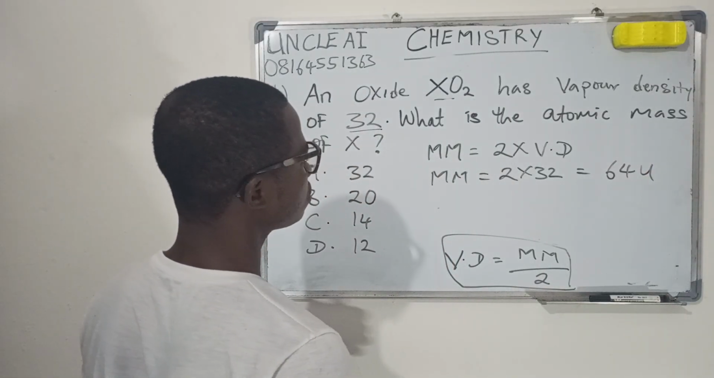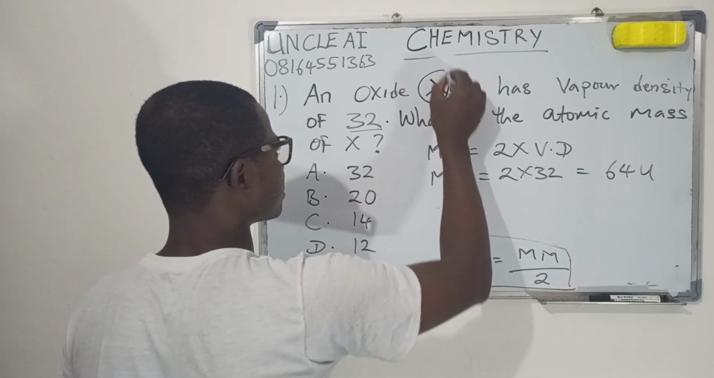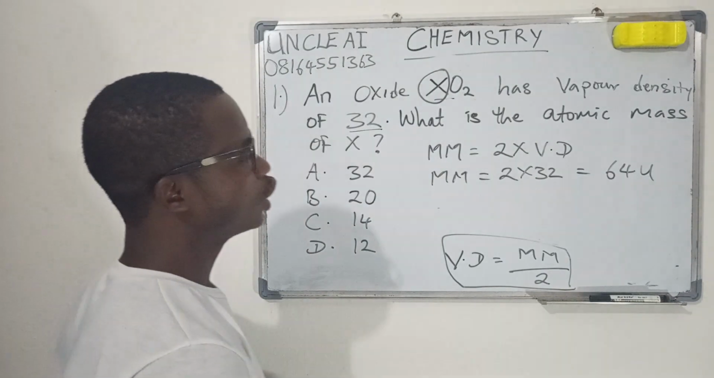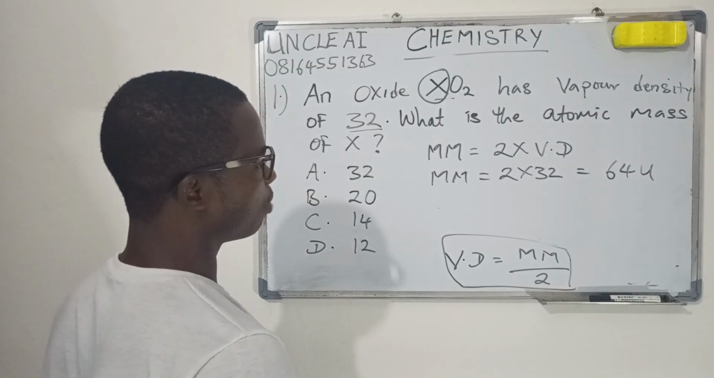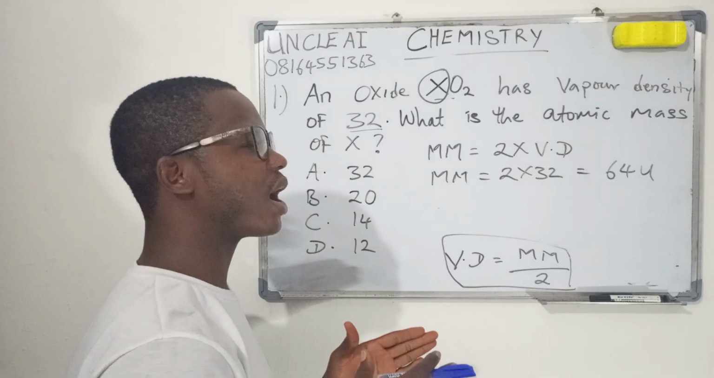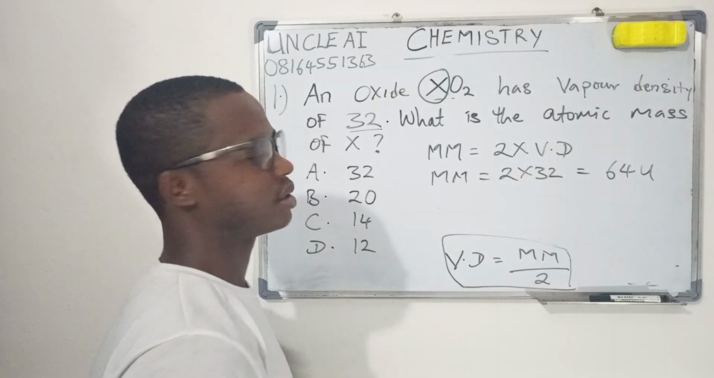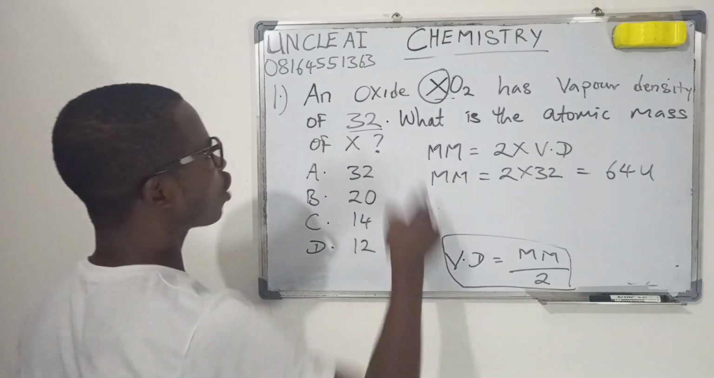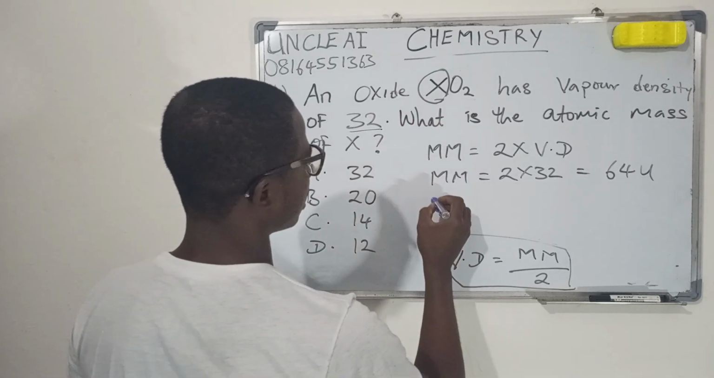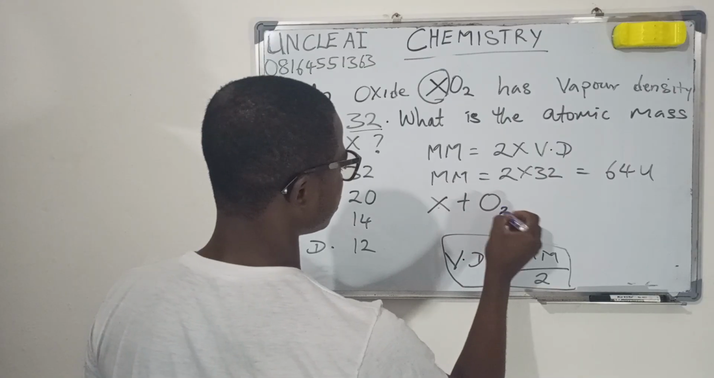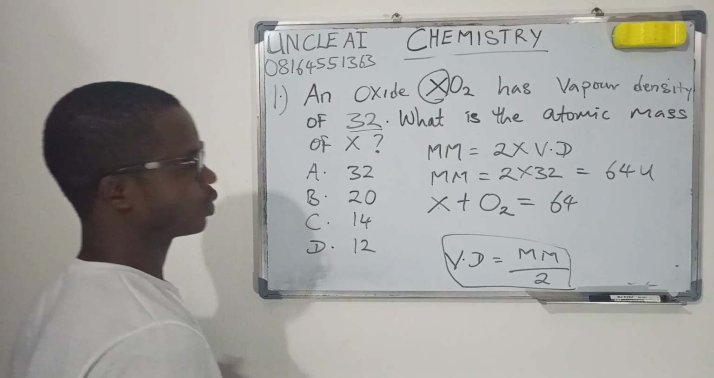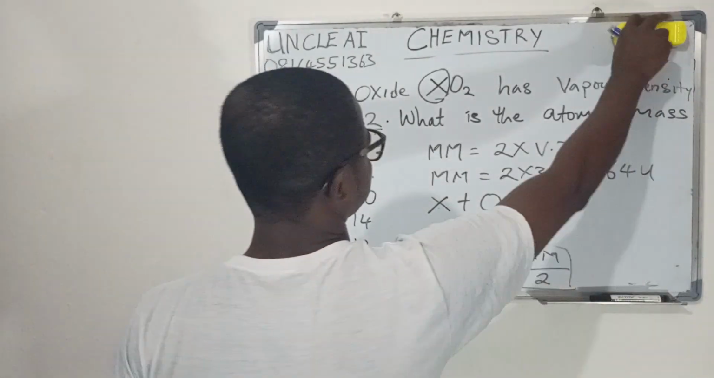Now, for us to calculate the mass of X, having known that the molecular mass of a compound is the summation of the individual mass of the elements that make up the compound. So coming to this compound, we have that X plus oxygen molecule, this one, should give us 64. We want to calculate the mass of X.